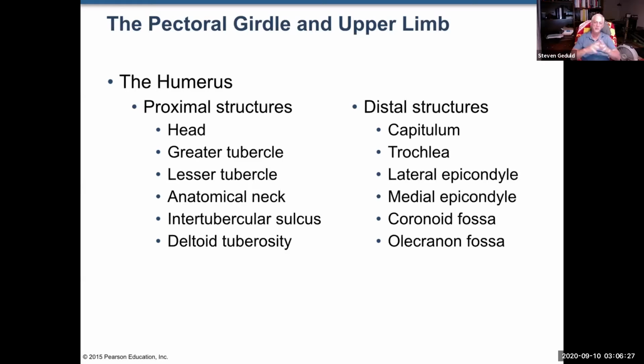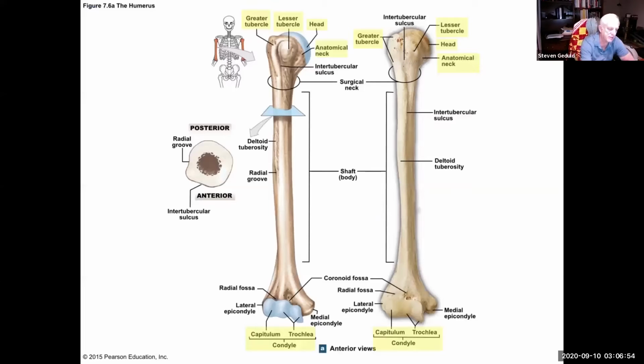At the proximal end, you have the head, greater tubercle, lesser tubercle, anatomical neck, intertubercular sulcus, and the deltoid tuberosity. At the distal end, you have the capitulum, the trochlea, the lateral epicondyle, medial epicondyle, the coronoid fossa, and the olecranon fossa. That's where they're at. This is the proximal end here, and this is the distal end down here, where you connect to the radius and the ulna.